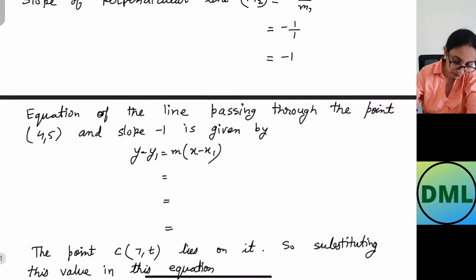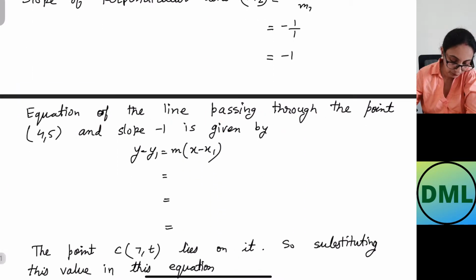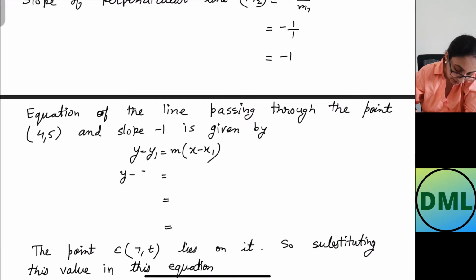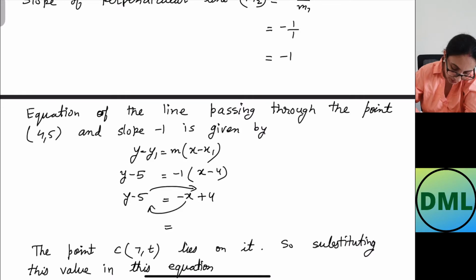Now, I need to write down the equation of the line passing through the point (4, 5) and the slope minus 1, which is given by y minus y1 is equal to m into (x minus x1). Let's substitute the values here. y minus 5 is equal to m is minus 1, bracket x minus x1 is 4. Let's open the bracket here. y minus 5 is equal to minus x plus 4. Move this 5 on right hand side and minus x on left hand side. So it will be y plus x is equal to 4 plus 5, which is given by y plus x is equal to 9.